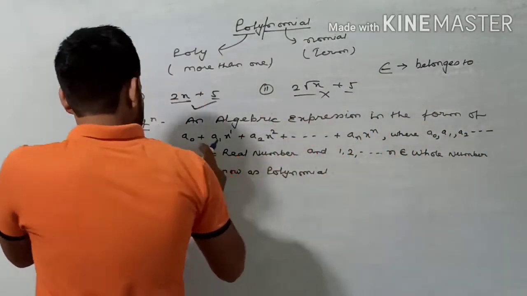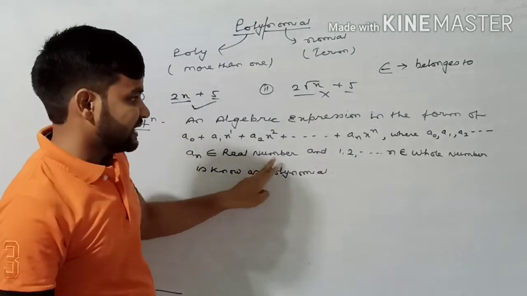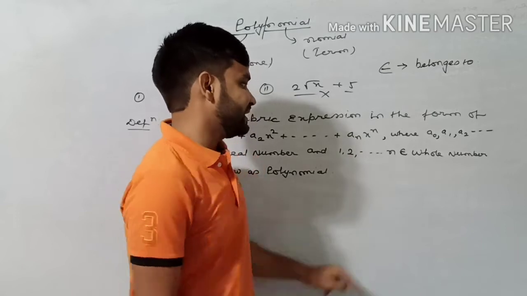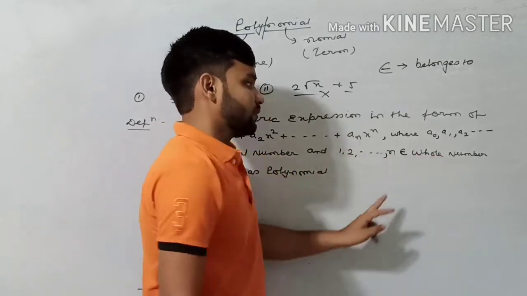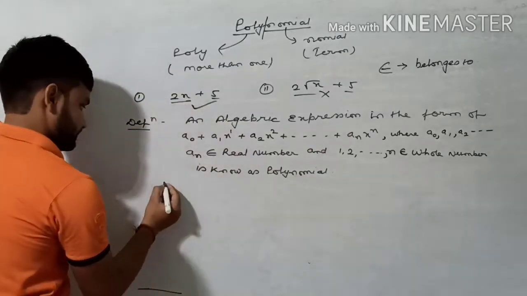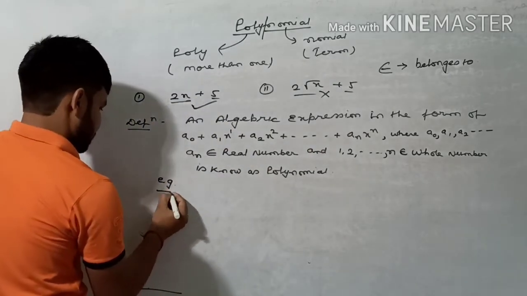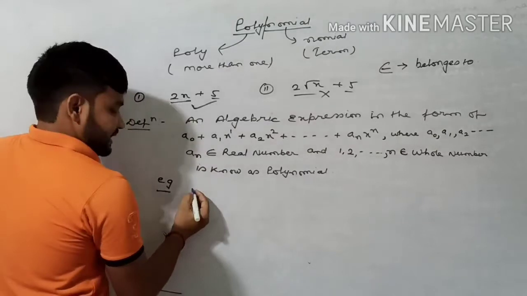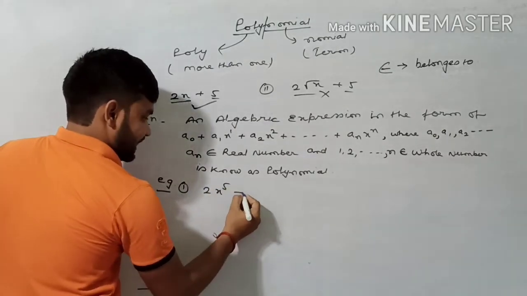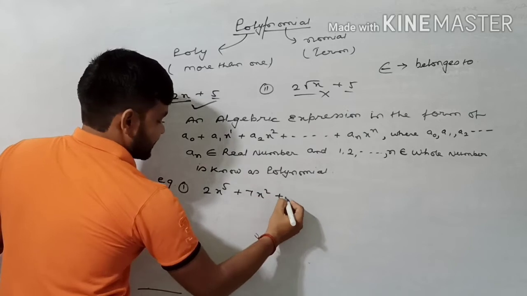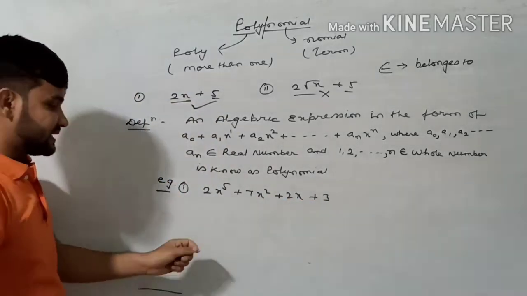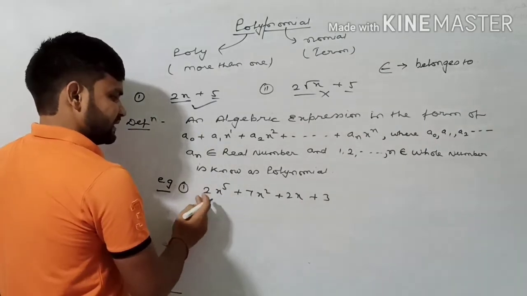That means a1, a2 are real numbers and the powers 1, 2, up to n belong to whole numbers. That means the power will be only a whole number. For example, we take 2x to the power 5 plus 7x square plus 2x plus 3.